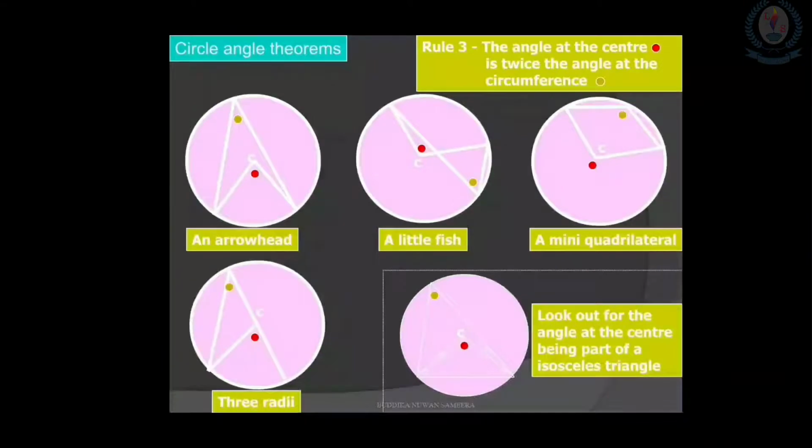Now here also I have marked the angle at the center as a red dot and the angle at the circumference as a green dot.